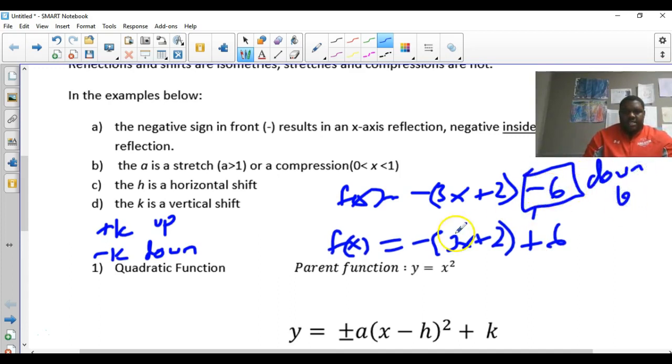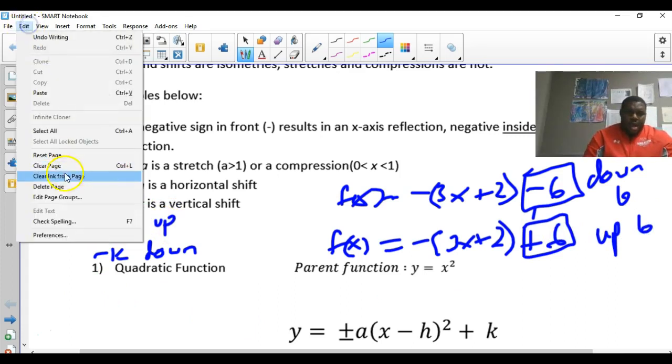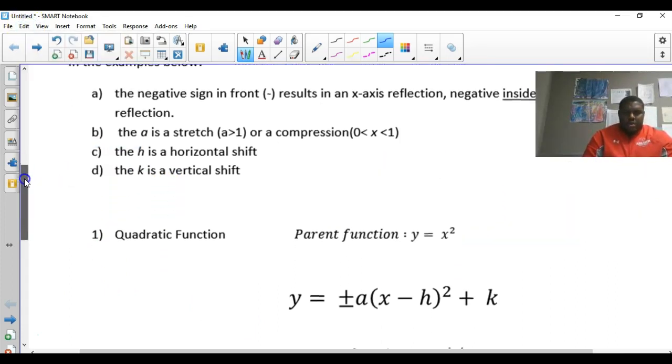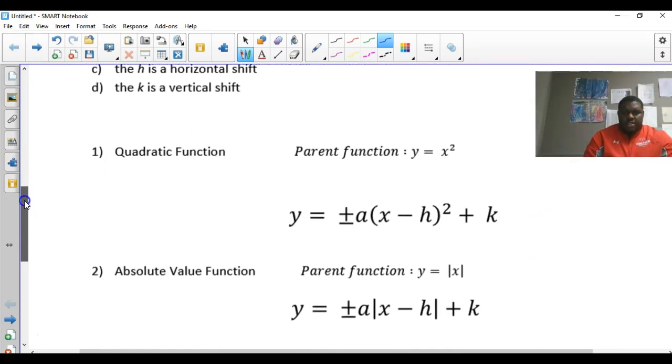Because it's minus 6. See, minus k. This is the k value. And this 6 right here means up 6, because it's plus 6. Plus k is up, okay? Next, we're going to talk about these functions here.